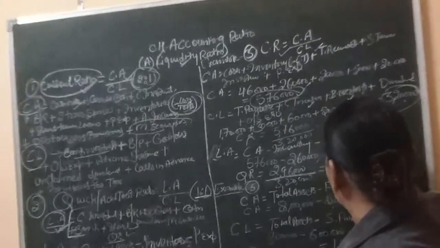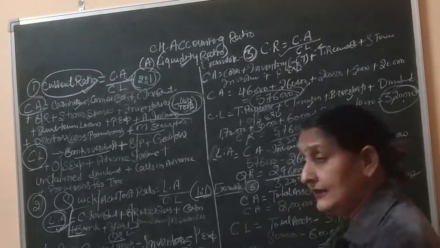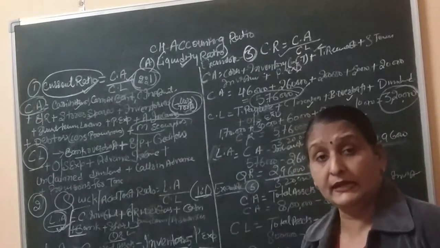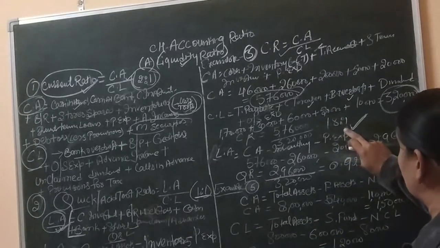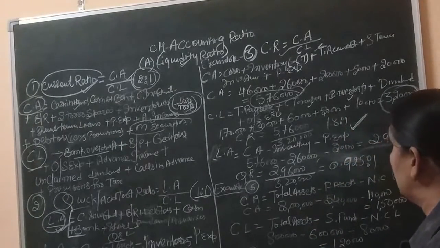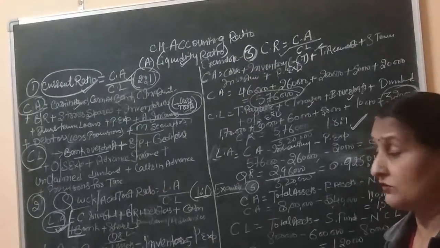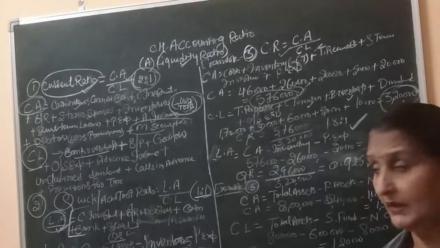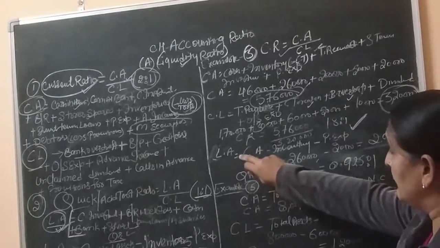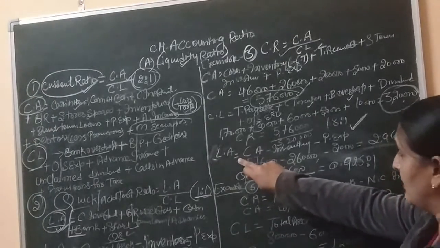So with the answer we can write the comment that the ideal current ratio is 2:1, but in example number 3 the current ratio is 1.8 ratio 1. That is a harmful situation for the company. It means the financial position of the company is not strong. Then in the second concept we have to find out the liquid ratio.